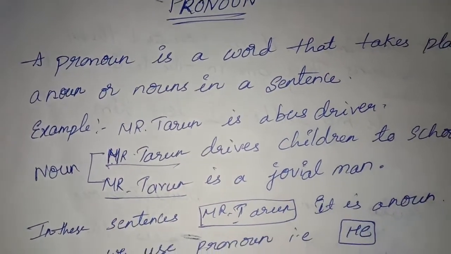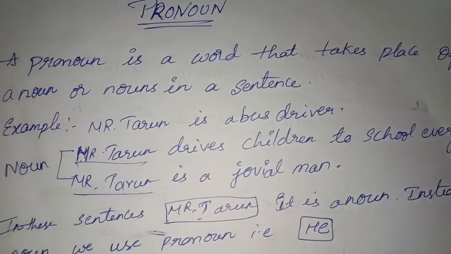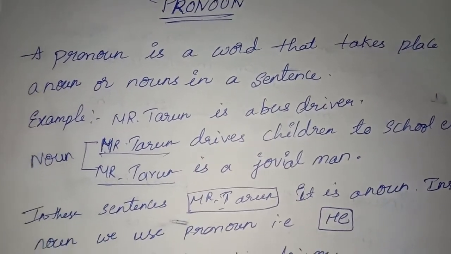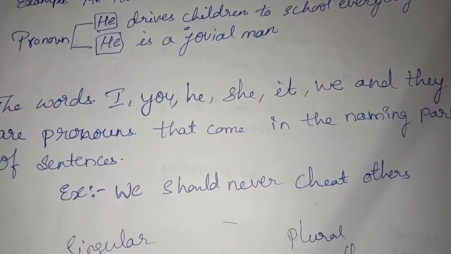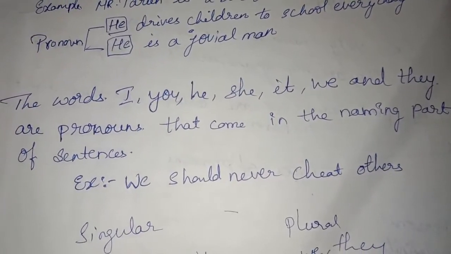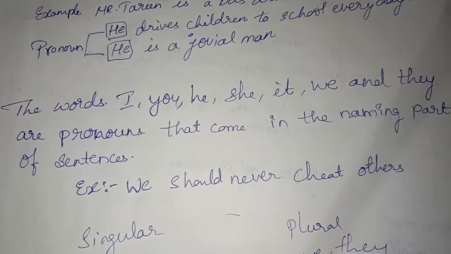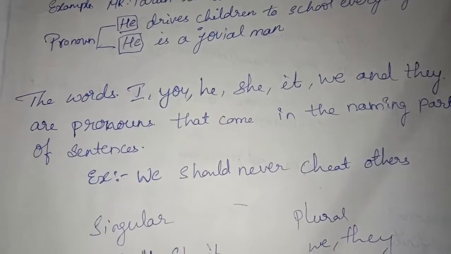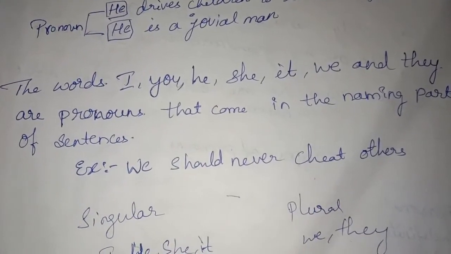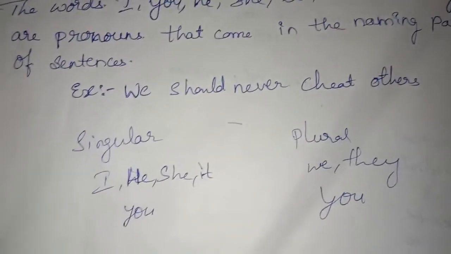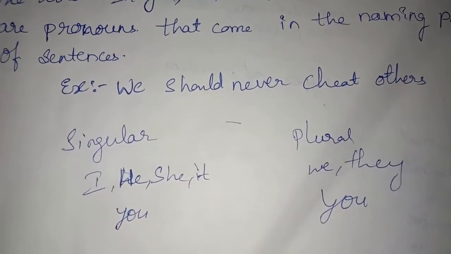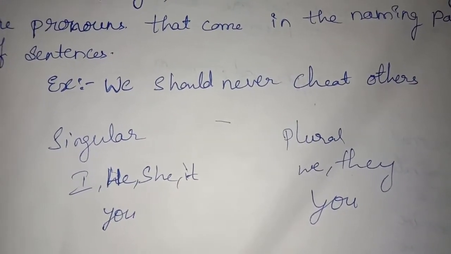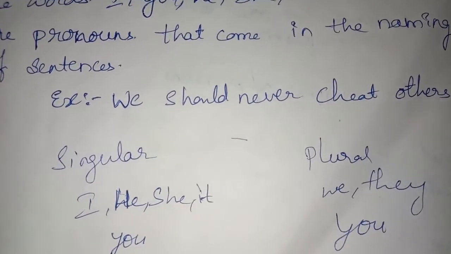Once again, children, a pronoun is a word that takes the place of a noun or nouns in a sentence. You have seen the example, no? And see here, the words I, you, he, she, it, we and they are pronouns that come in the naming part of the sentence. See, singular: I, he, she, it, you. Plural: we, they, you. Here singular means what? Only one. Plural means what? More than one.